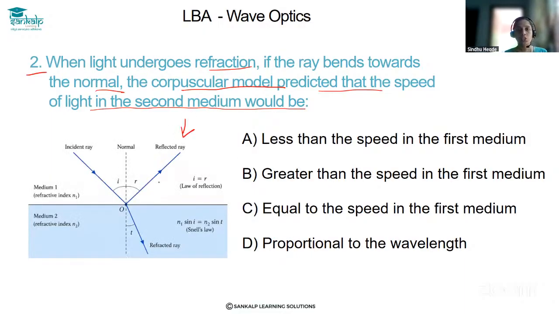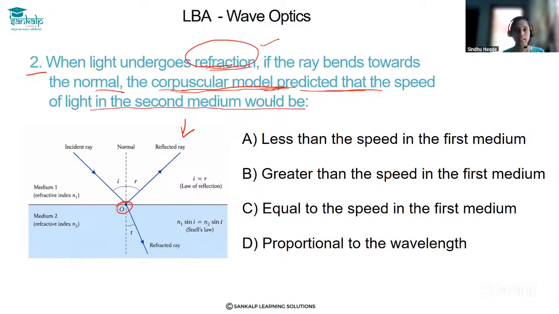Just look at this image. This image shows the refraction pattern. When light undergoes refraction, we know the definition of refraction: bending of light in a second medium is called refraction. If the ray bends towards the normal, here this is the incident ray, it gets bent towards the second medium. The corpuscular model predicted that. So this theory is called corpuscular theory.